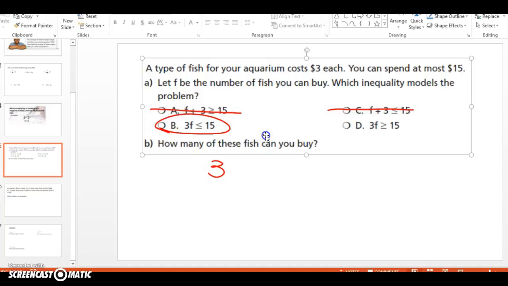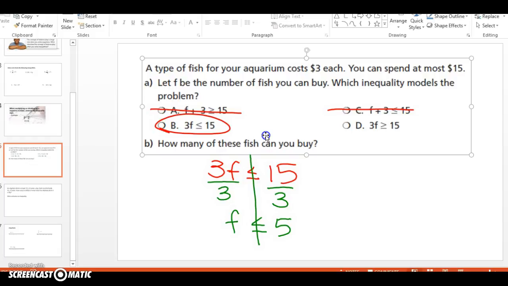How do we solve this one? Okay. You're going to divide. And divide by? 3. Divide by 3. Am I going to switch my inequality? No. How come? Not dividing by a negative. Okay? So what does this mean right here? What did I just find? F is less than or equal to 5. What does this mean in terms of this situation? You bought 5 fish. I did buy 5 fish.